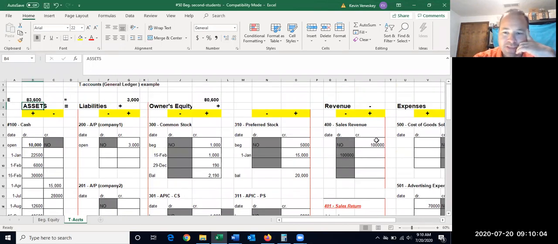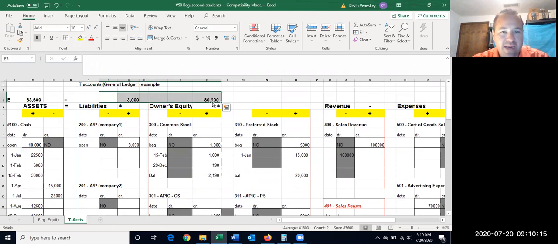Remember my revenue and expenses, they canceled each other out. They went into retained earnings. So there's 0 and 0 here. And if I add up, it does look like everything worked out. If I add these two together, 80,600 plus 3,000, that's 83.6. And that is what my assets are.